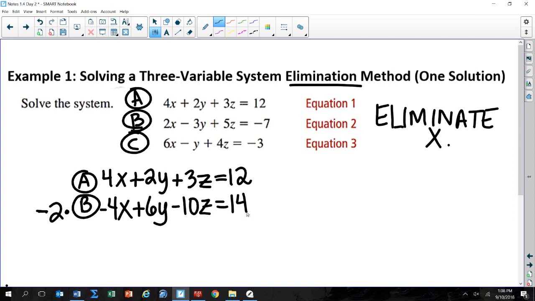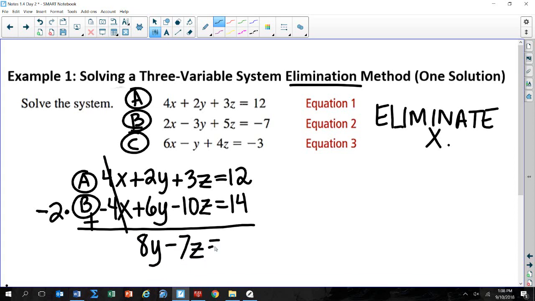Did I do that right? Yeah. Okay. Check my work as I go, so I don't make a mistake somewhere and then have to redo everything. All right, here we go. So I'm going to add these two together. The x's drop out, which is exactly what I wanted to happen. This becomes 8y, and then negative 7z, and this becomes 26. Right? Can I solve a system with two variables? No, I still need to do more work to get this down to one variable.